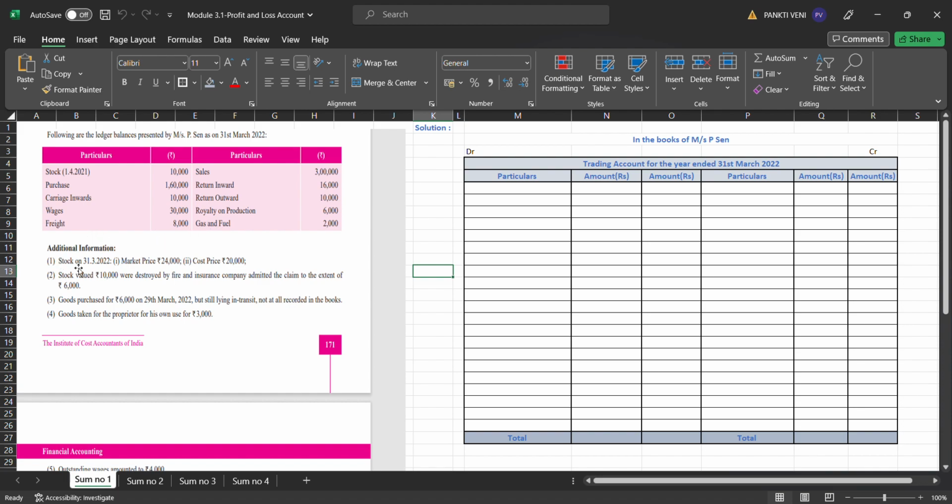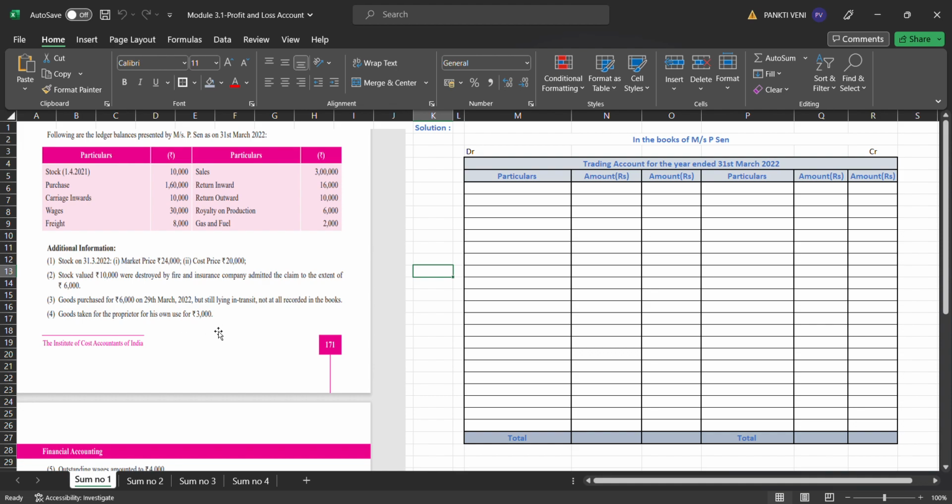Then they have also given me additional items. Stock on 31st March 2022: market price and cost price, two different prices are given to me. Stock valued at 10,000 was destroyed by fire, and the insurance company admitted the claim to the extent of 6,000. Goods purchased for 6,000 on 29th March 2022 are still lying in transit, not recorded in the books. Goods taken by the proprietor for his own use for rupees 3,000.